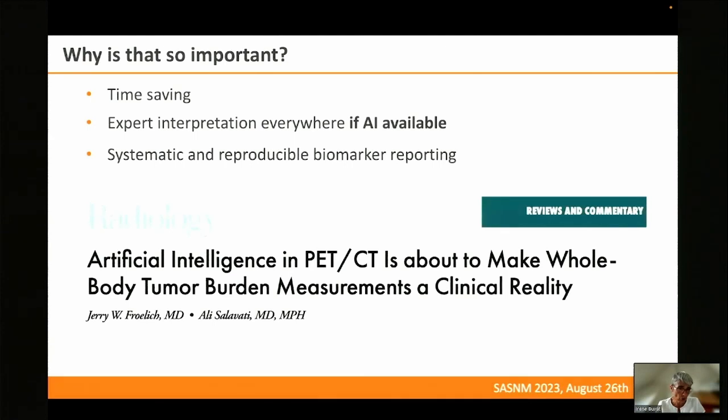Last, as underlined by this editorial published in Radiology, AI will make systematic and reproducible biomarker reporting a clinical reality. All those sophisticated biomarkers might be quite time-consuming to calculate, and if they can be easily estimated by an AI, they will be automatically reported.